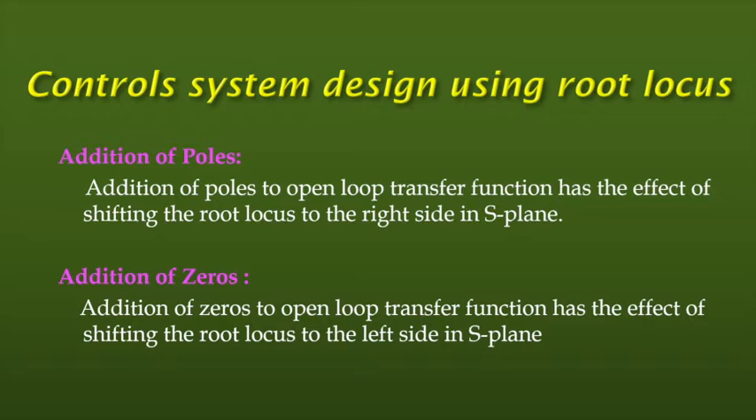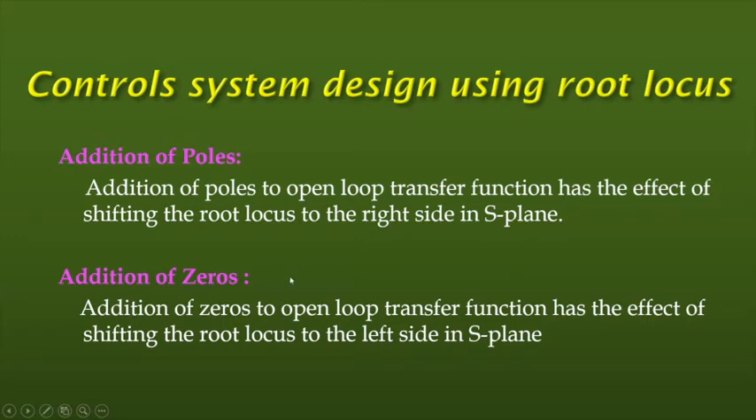Effects of adding poles and zeros to the open loop transfer function. First, the addition of poles. Addition of poles to the open loop transfer function has the effect of shifting the root locus to the right side in the S-plane. That means lowering the relative stability and slowing down the settling of the response. That means increase of settling time.